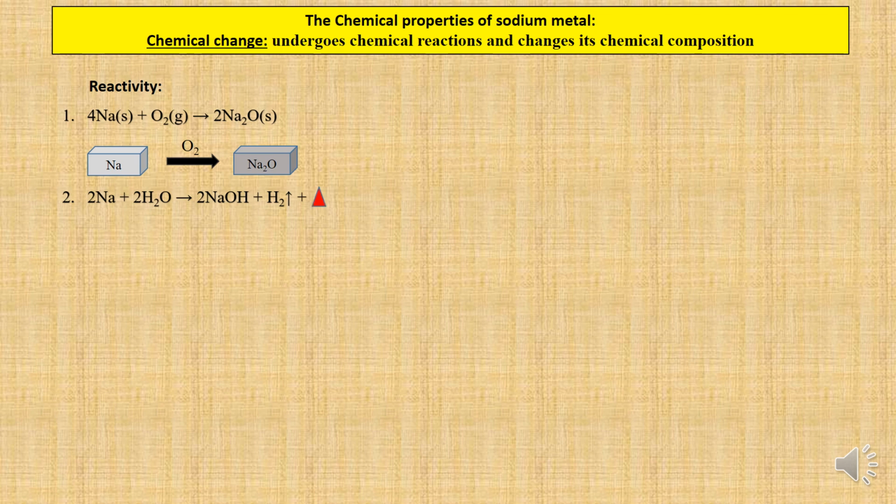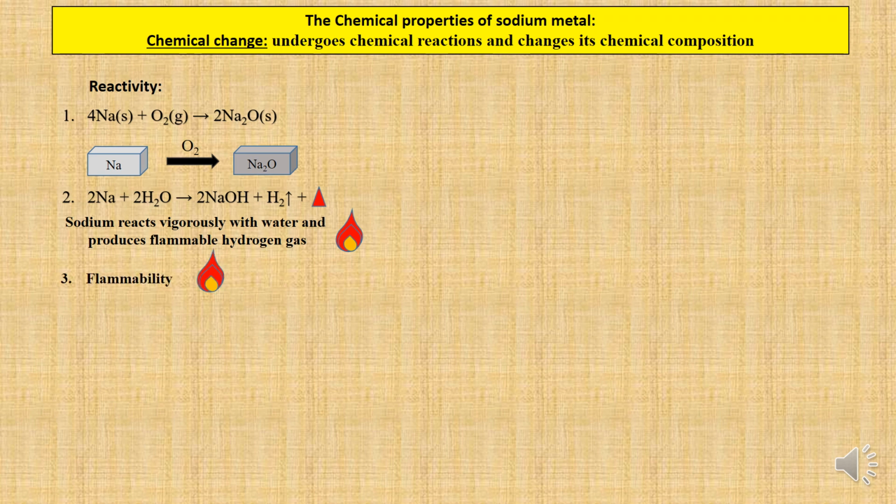Now sodium metal reacts violently with water and produces flammable hydrogen gas. It is a highly exothermic reaction, and when you treat sodium with water, it liberates hydrogen gas and liberates a large amount of heat, and the liberated heat can tend to produce flames, and that adds to its property, that is flammability.